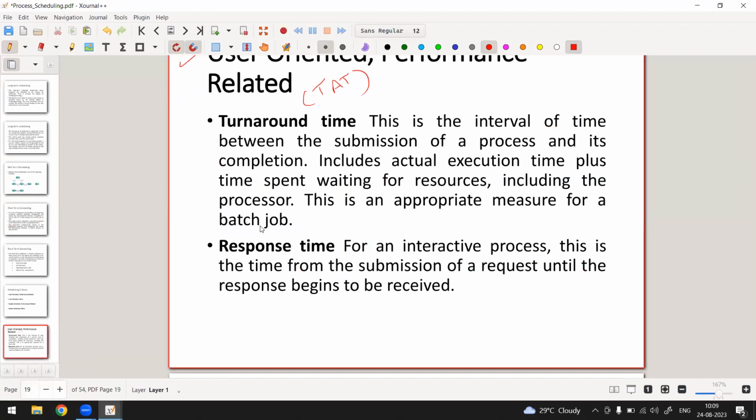So understand it properly. Second is called response time. Second parameter is called response time. Now what is response time? So for an interactive process, response time is the time from the submission of the request until the response begins to be received.